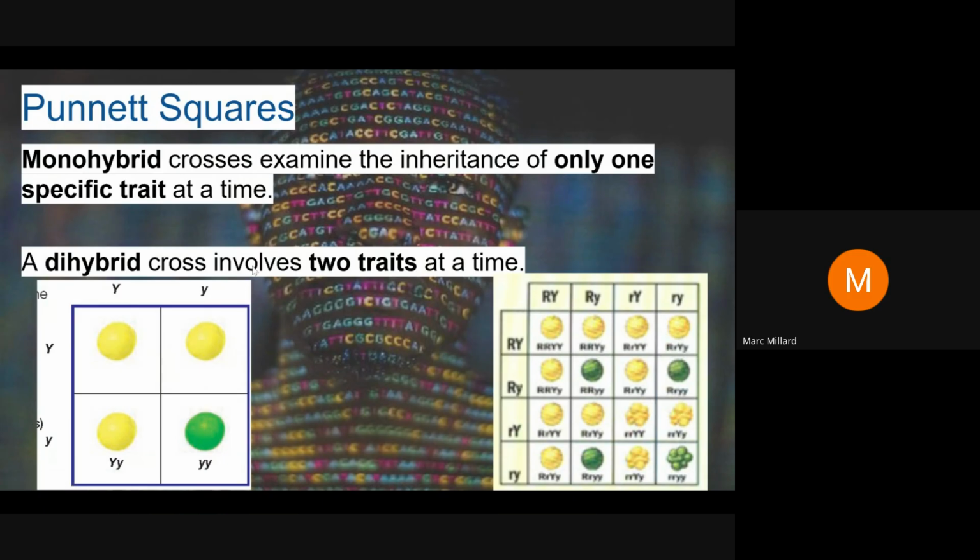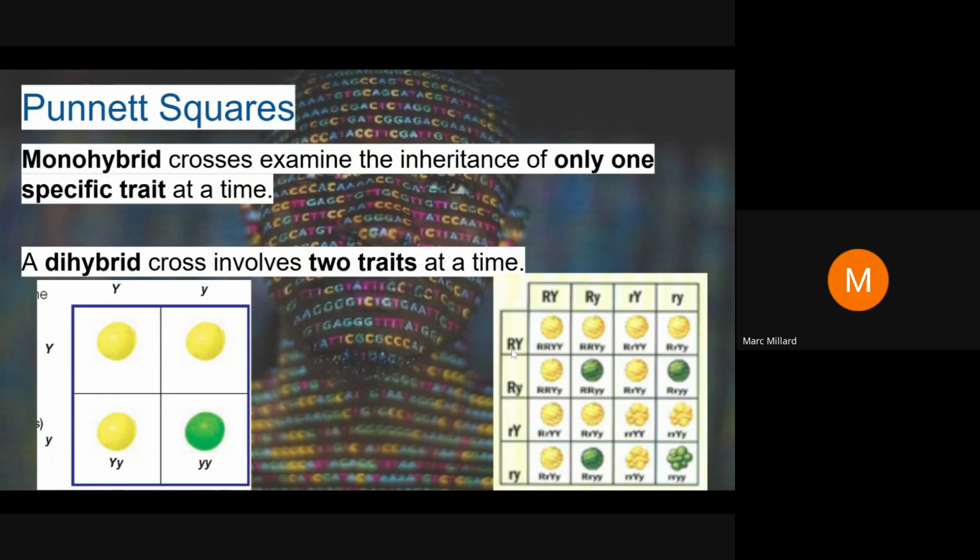A dihybrid cross, on the other hand, involves two traits at a time. You really have to get good at a monohybrid cross first before you can do a dihybrid. But here's an example of a dihybrid cross where we see that we actually have two alleles per box. So our grid actually expands by 4 times. So this has 4 boxes and this has 16. So it's 4 times the amount of a monohybrid cross because we're adding another whole other trait.